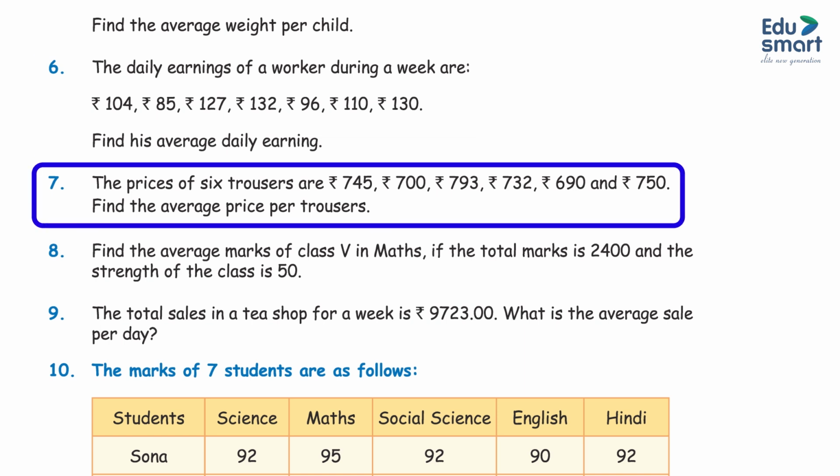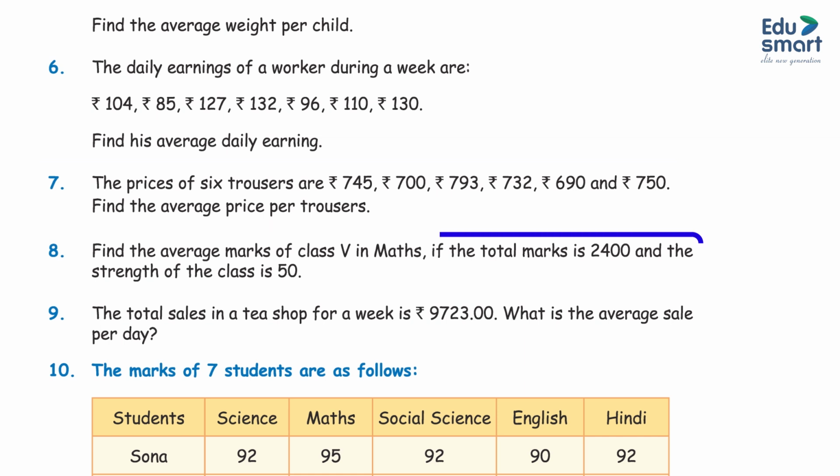Question 7. The prices of 6 trousers are rupees 745, rupees 700, rupees 793, rupees 732, rupees 690 and rupees 750. Find the average price per trouser. Answer rupees 735.